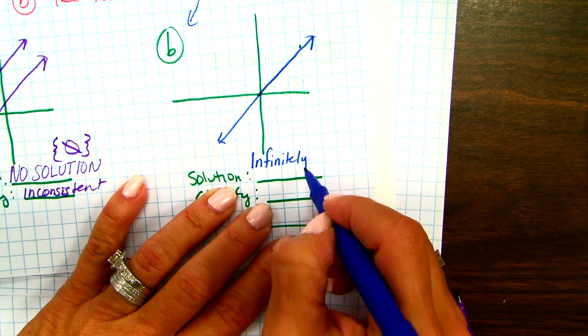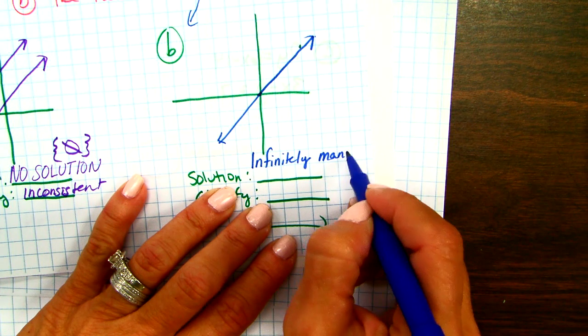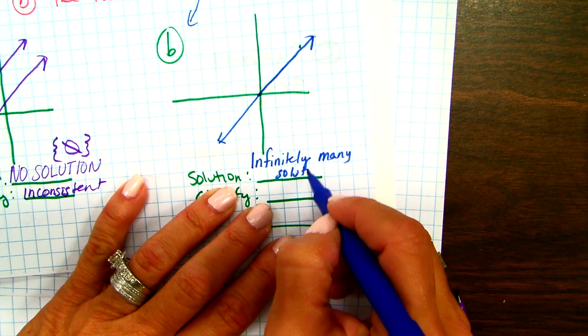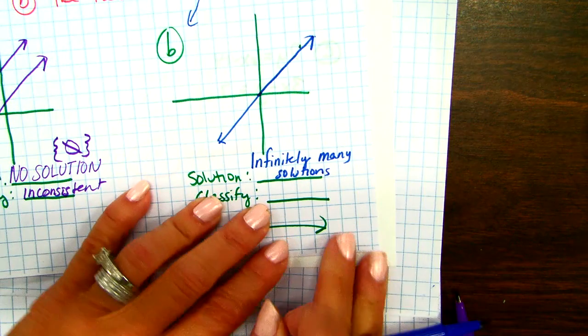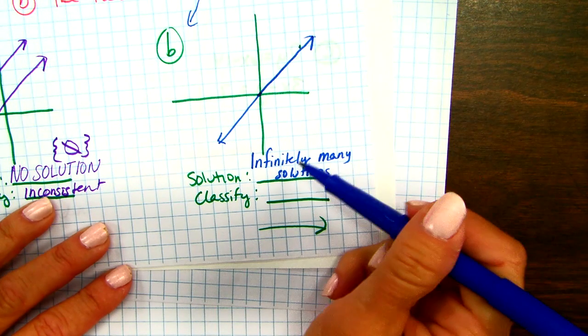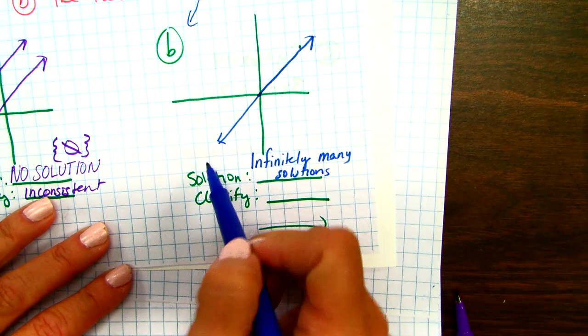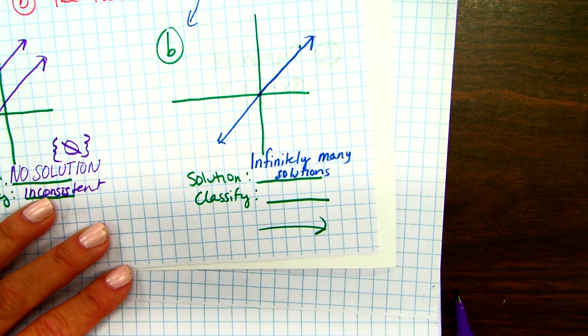Infinitely many solutions. Why not say, well, let me back up. Infinite means it goes on forever, right? We know that these arrows are pointing towards infinity. So there's so many solutions. We could never name them all. But why don't I say all real numbers?